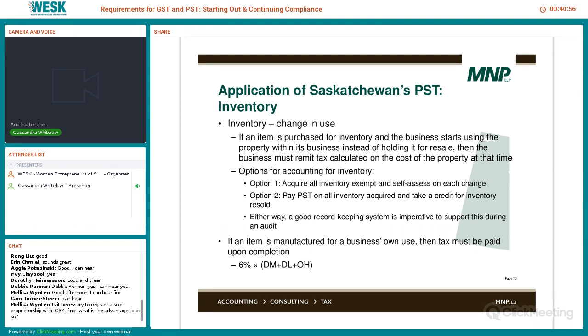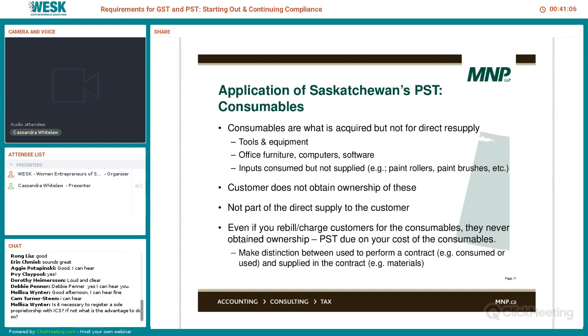In situations where you've manufactured an item for your business's own use, then on completion of that item, you will need to self-assess 6% of any costs relating to that item. So that's your direct costs, labor and materials, as well as any overhead allocations.